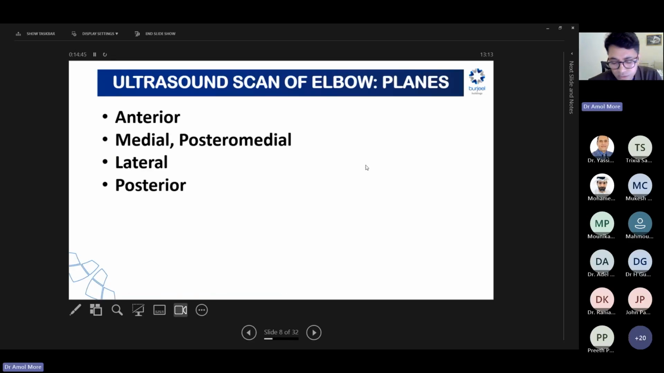All right. When we are talking about ultrasound of the elbow for normal assessment, we assess it in mainly 4 planes: anterior, medial, along with medial the posterior-medial aspect, lateral, and posterior. So we will see these planes one by one.